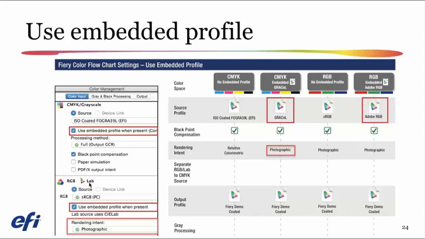One great example of that is if I have a CMYK page object that has an embedded profile. If I choose to honor that embedded profile by setting Use Embedded Profile when present for CMYK, now the data is no longer treated as a CMYK input. It's treated as a device-independent, or what we could call an LAB input, and that means that it's going to pick up the rendering intent from the bottom section. So it's going to change its rendering intent in this example from relative colorimetric, which is what we typically use for CMYK on the Fiery by default, to photographic. We'll talk a little bit more about rendering intents in a few minutes.